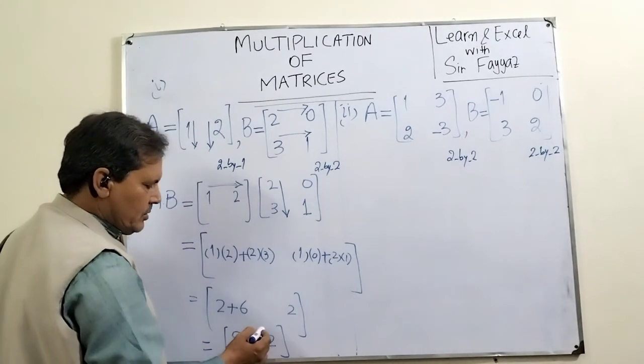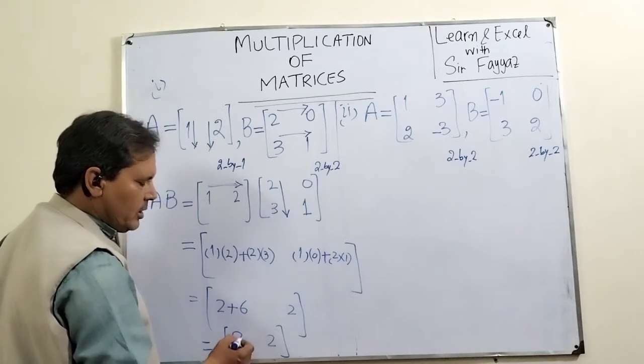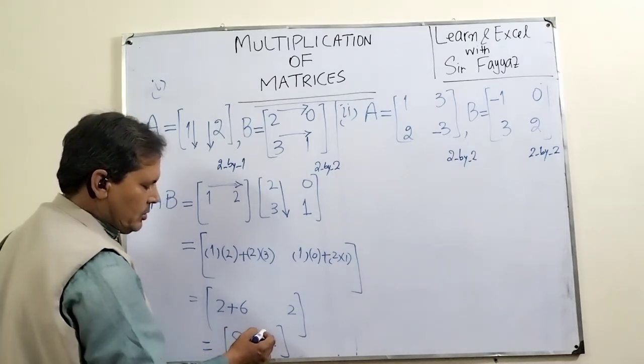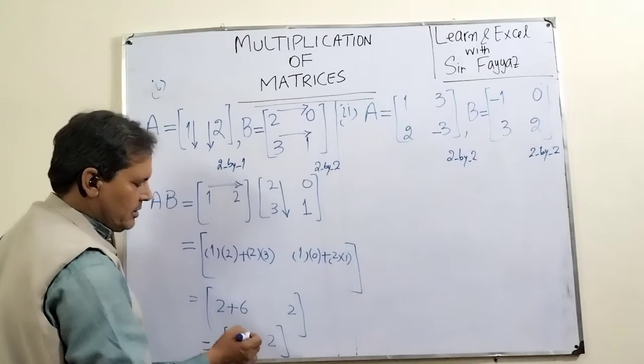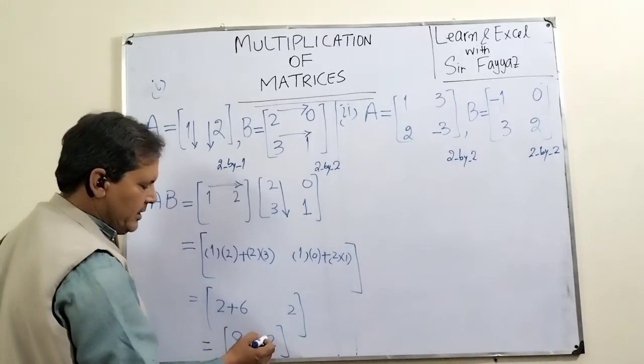The matrices had 2 rows and 2 columns, while the answer has 1 row and 2 columns. The order of this matrix is 1 by 2.